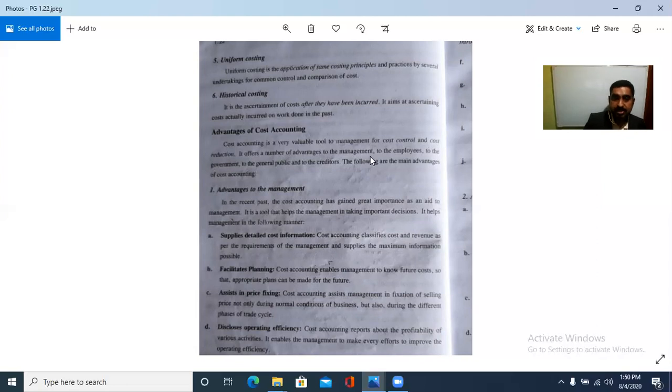So firstly, advantages to the management. In the recent past, cost accounting has gained great importance as an aid to the management. It is a tool that helps the management in taking important decisions, such as deciding whether to install this costing system to control the cost and thereby increase the profit.